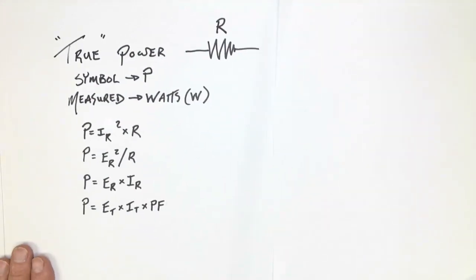First one we start with is true power. It is also known as resistive power or the effective power. It's symbolized with P in equations and it's measured in watts.